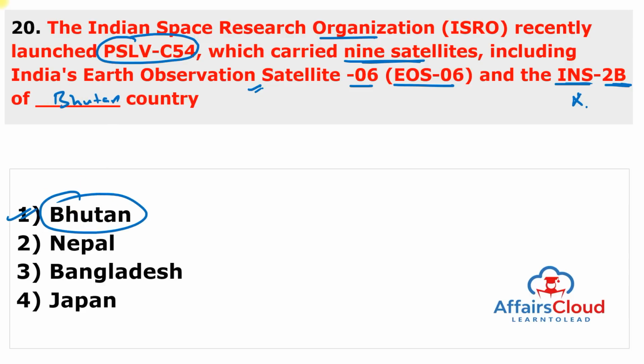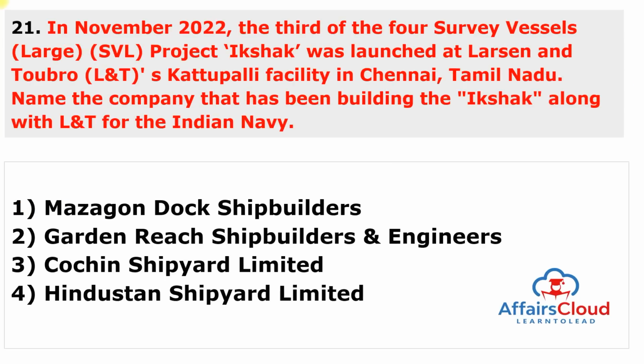So remember, this is ISRO, Indian Space Research Organization, who successfully launched the Polar Satellite Launch Vehicle C-54 rocket from first launch pad Satish Dhawan Space Center in Sriharikota, Andhra Pradesh. And this is 56th flight of the PSLV. And remember, one satellite belongs to Bhutan. This is INS-2B.